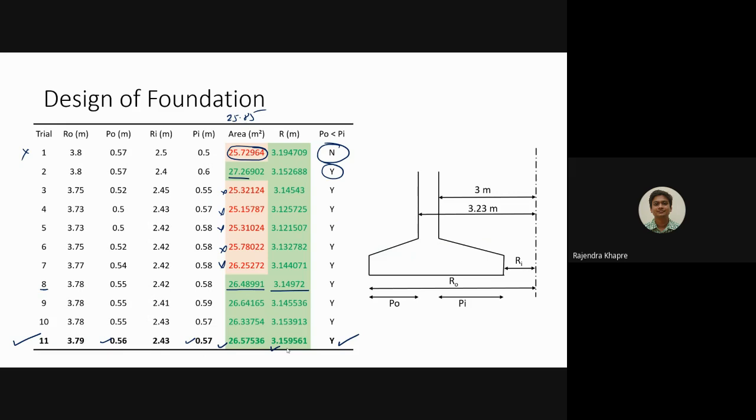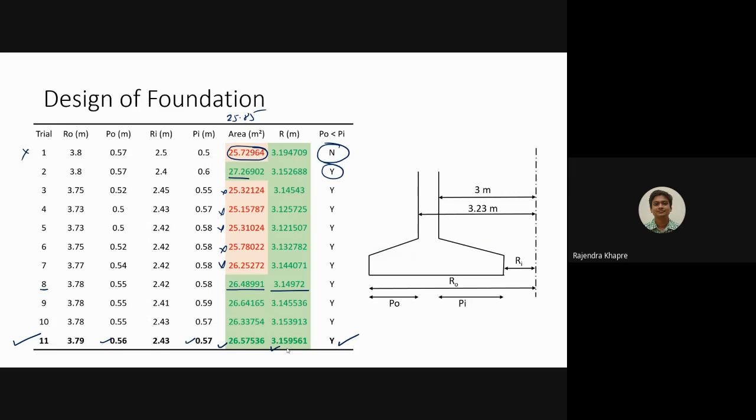So if you want you can go for more trials, it will take some time. For the time being we'll stick to this one and we'll go with the further design, okay. In the examination you have to keep on trying, dimensions will not be given, okay. The load will be given but you have to go for trial. First try smaller, then try bigger, accordingly you have to adjust, okay.